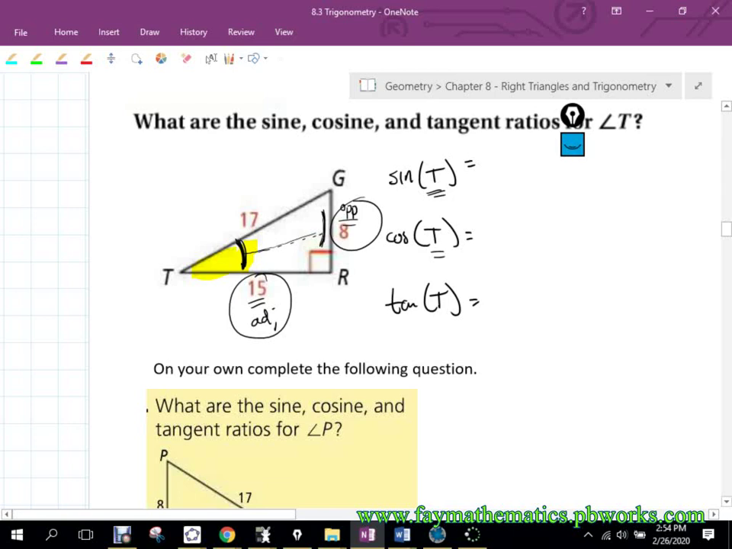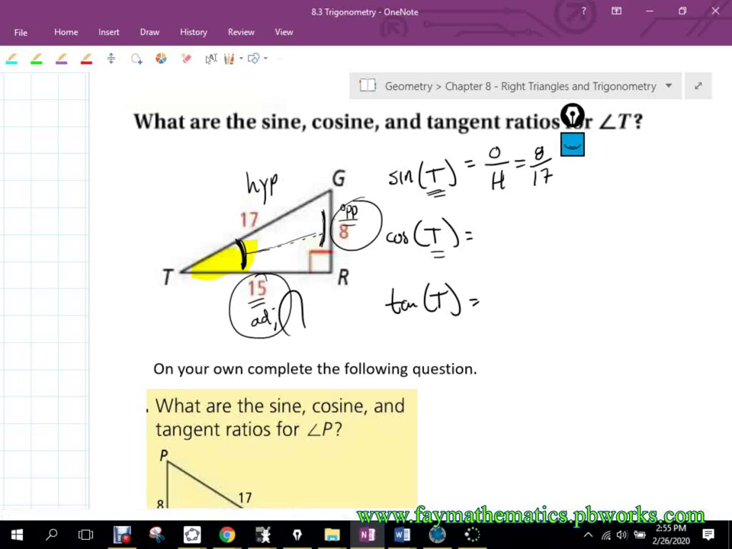So we get sine. Sine is opposite over hypotenuse. So that's opposite, that's adjacent, this is hypotenuse. So if I go 8 over, remember this is opposite over hypotenuse, so it's 8 over 17, correct? That's the only thing that they're asking you to do here with this particular question.